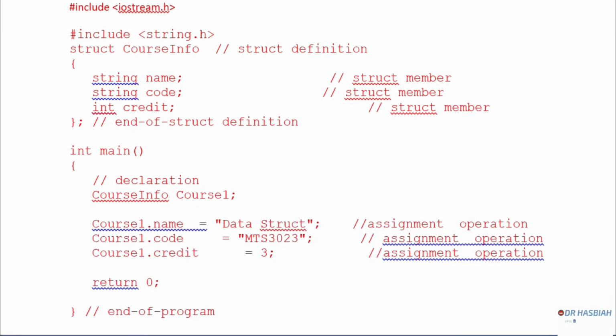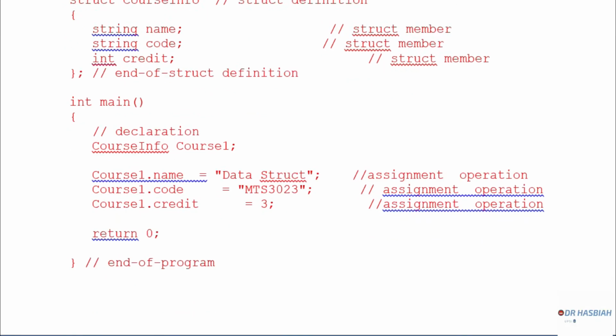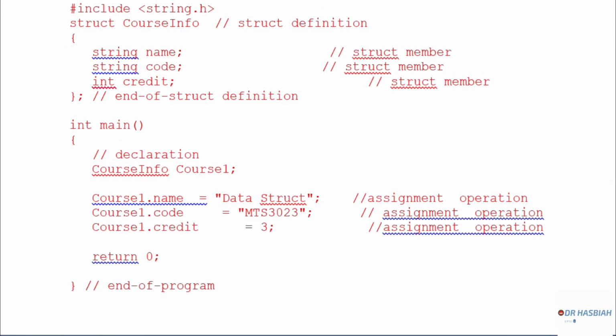Now we see the example here in the full program, how to use the struct in the full program. This is the full, simple program. Include string.h. If you want to use string, like name and code, and you want to declare them as a string, you have to put it at the top here, include string.h.